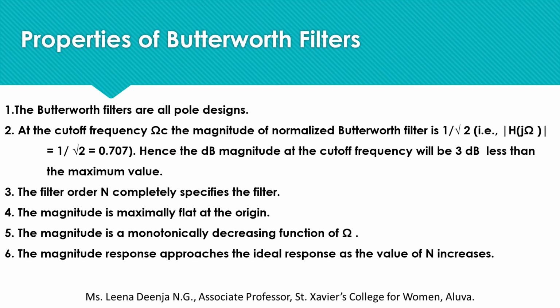Next, we consider the properties of Butterworth filters. First, Butterworth filters are all-pole designs. That is, the zeros of the filters exist at infinity. Second, at the cutoff frequency ωc, the magnitude of the normalized Butterworth filter is 1/√2. That is, |H(jω)| = 1/√2 = 0.707. Hence, the dB magnitude at the cutoff frequency will be 3 dB less than the maximum value.